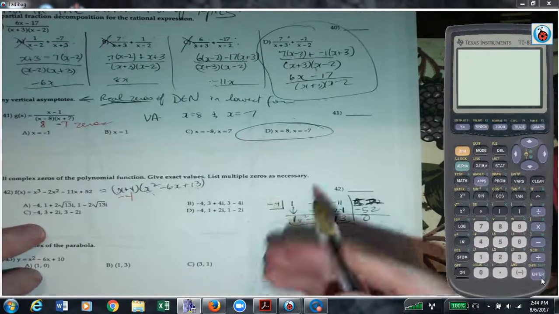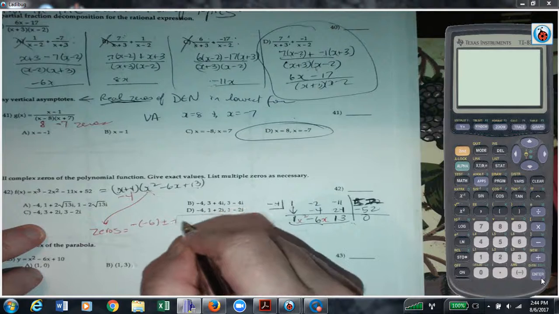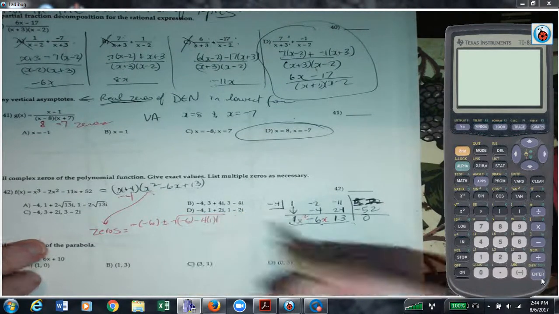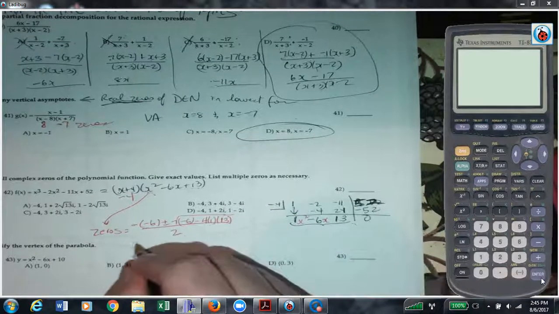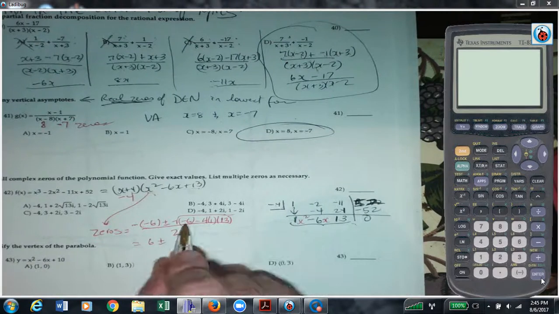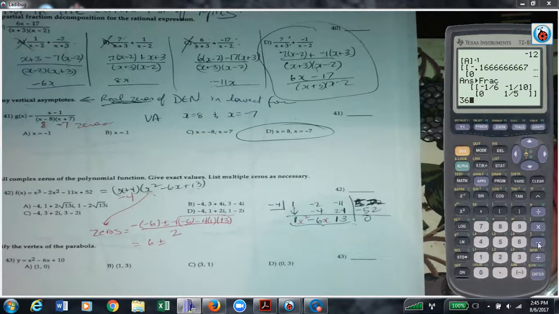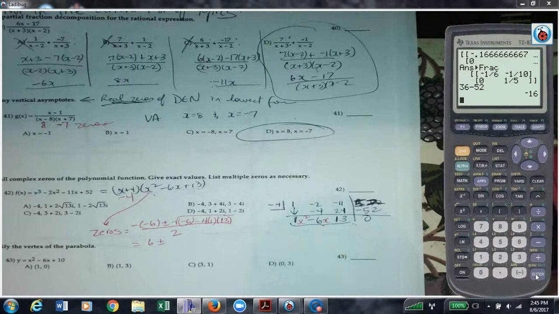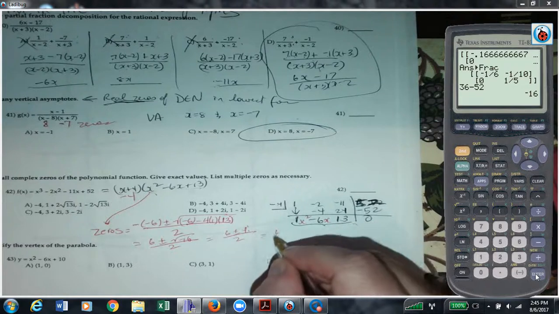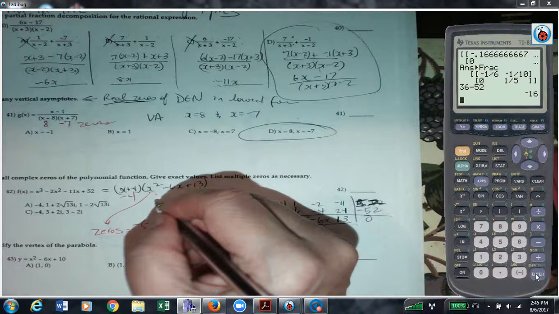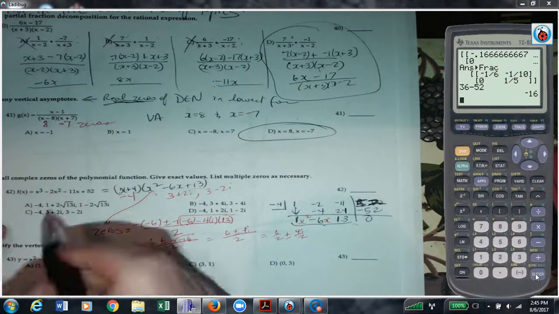To find the zeros of that, I use the quadratic formula. So it will be negative b plus or minus the square root of b squared minus 4 times a times c, all over 2 times a. So I will have 6 plus or minus the square root of 36 minus 52. So 6 plus or minus 4i over 2, which is 6 over 2 plus or minus 4i over 2, which is going to be 3 plus 2i and 3 minus 2i. There we go.